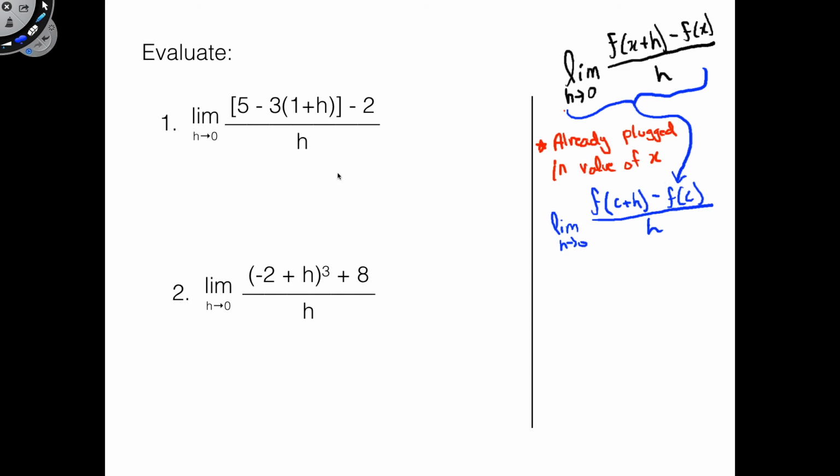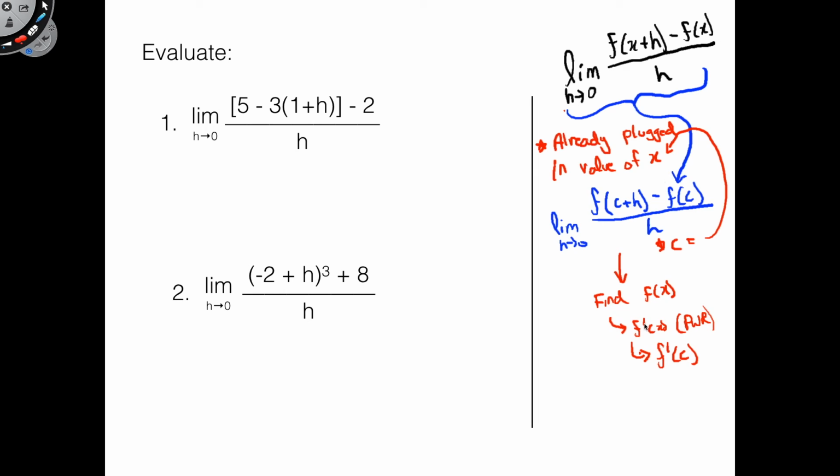Now, what we need to do here is, from this, find f of x. So really we're kind of reverse engineering things here. We need to find f of x from this expression, and then once we've got that, we can easily find f prime of x using the power rule, and then we can evaluate this at the point c. And by the way, c is basically the value of x.